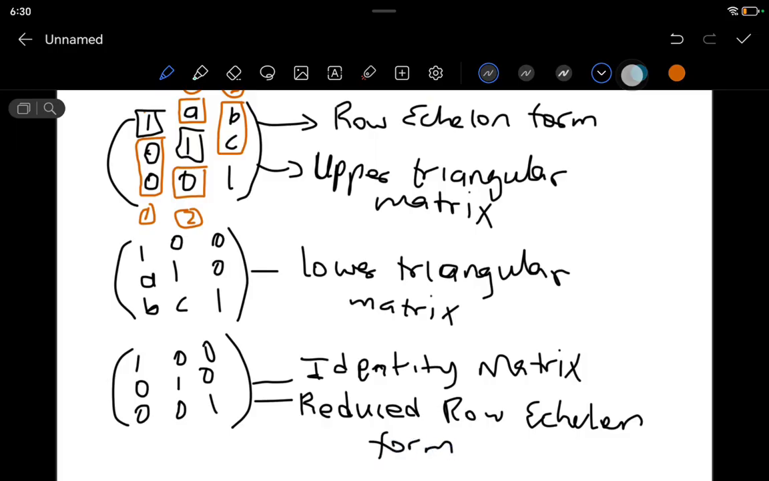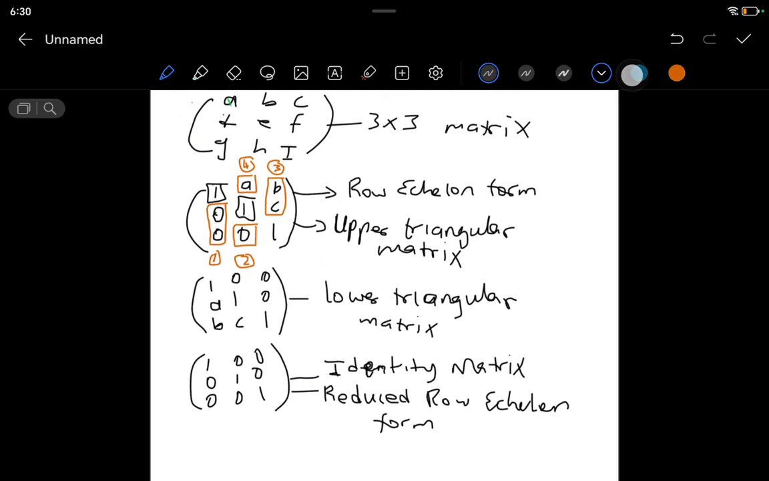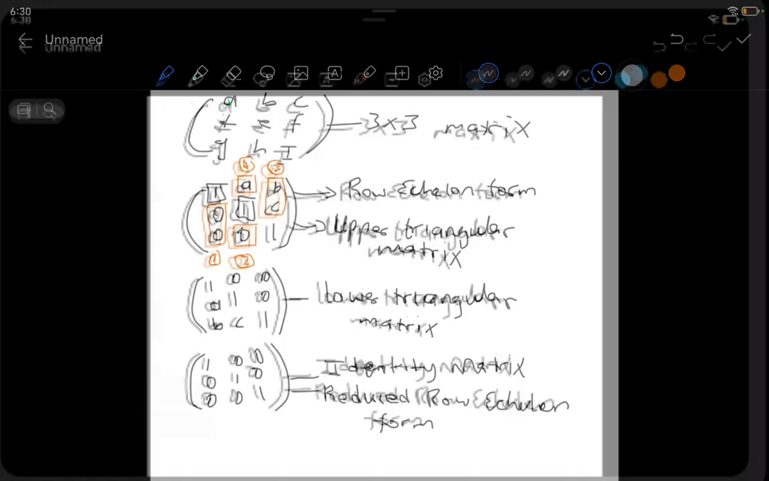This is in reduced row echelon form. You see right now. So this is the case for this. I can just do this because I want to erase them, right? I can just screenshot them and then I'll send them to you guys.